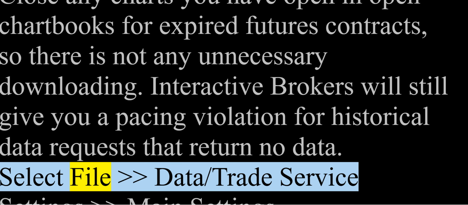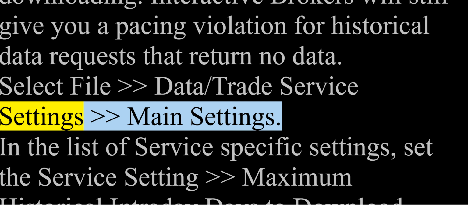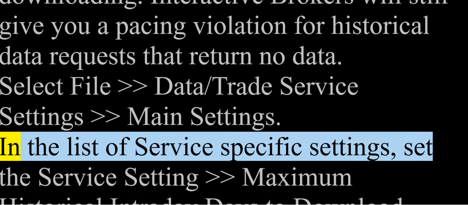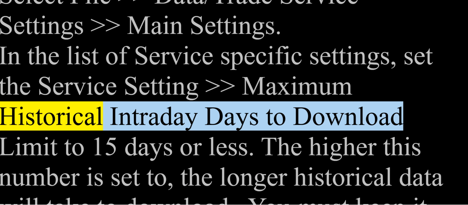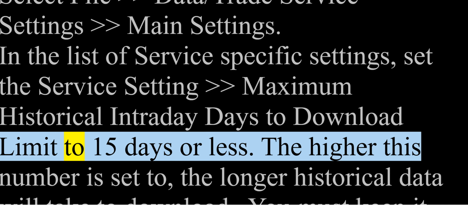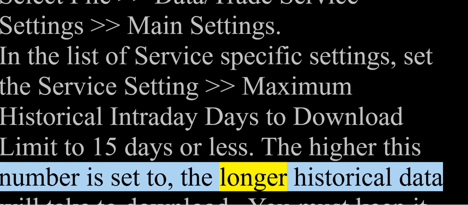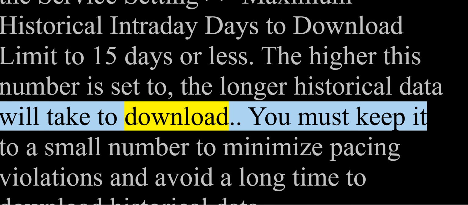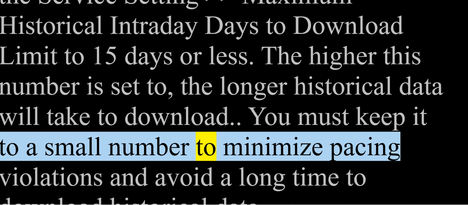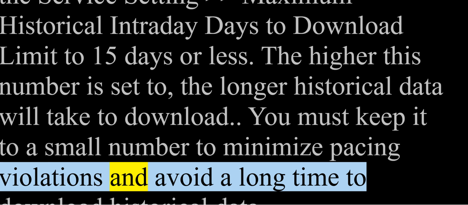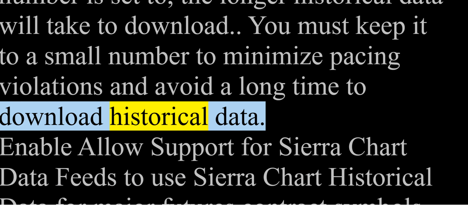Select File, Data/Trade Service Settings, Main Settings. In the list of service-specific settings, set the service setting Maximum Historical Intraday Days to download limit to 15 days or less. The higher this number is set to, the longer historical data will take to download. You must keep it to a small number to minimize pacing violations and avoid a long time to download historical data.